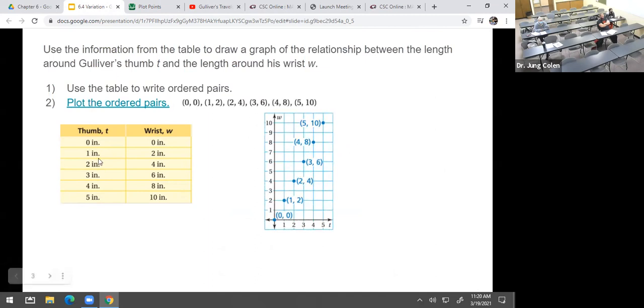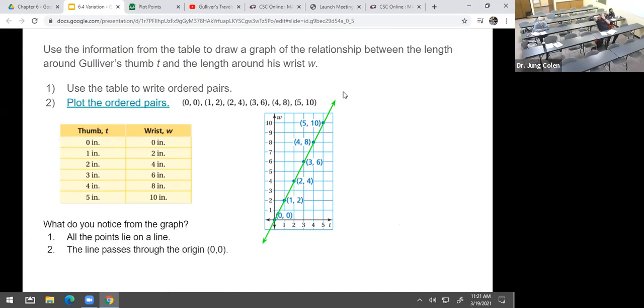For this graph here, between thumb and the wrist, it doesn't look like a straight line because these ordered pairs are given on the left hand side and the right hand side here. But if you draw a straight line passing through these dots only, there is a straight line, right? So you can see the straight line that goes through the origin 0, 0. So we have found all the points lie on a straight line, and this line passes through the origin 0, 0.